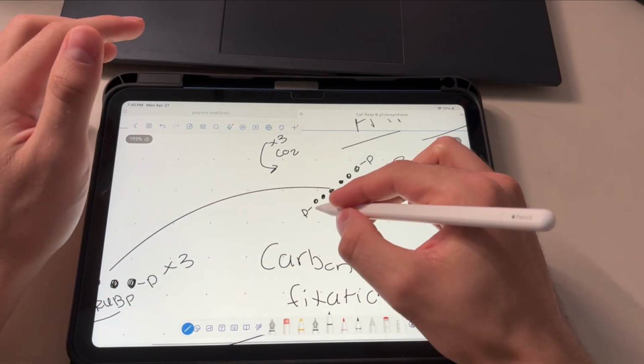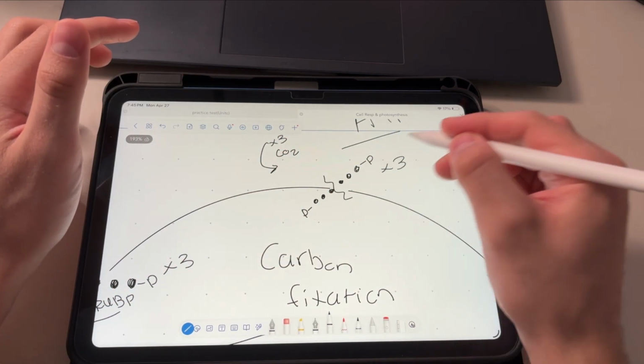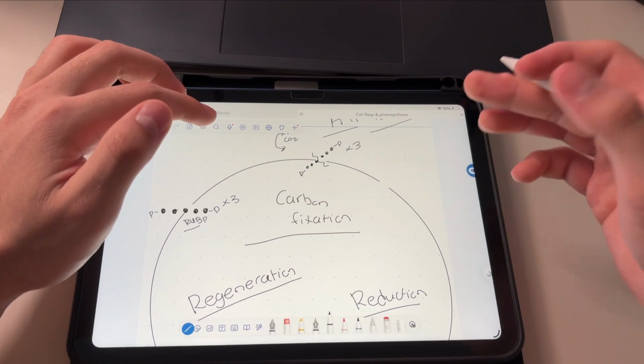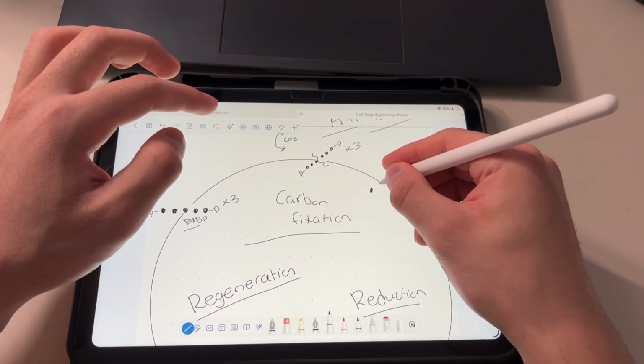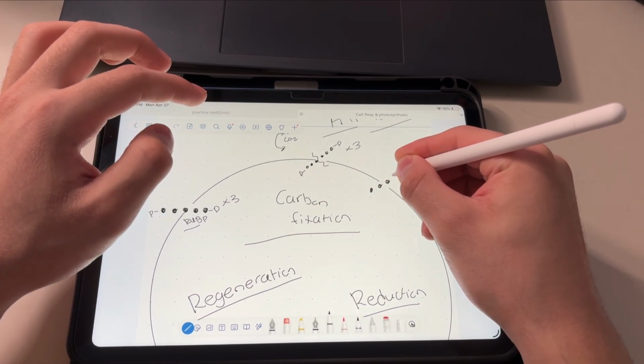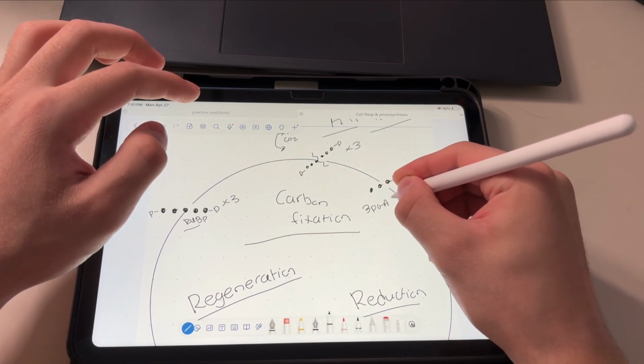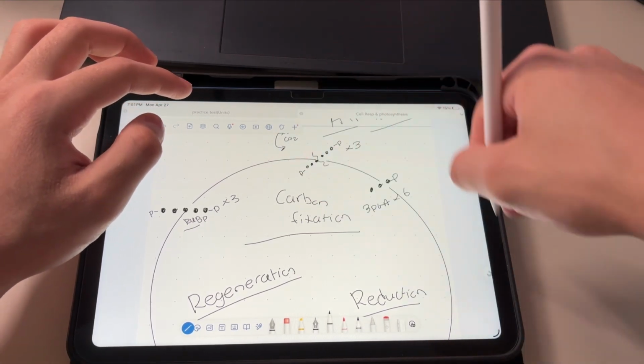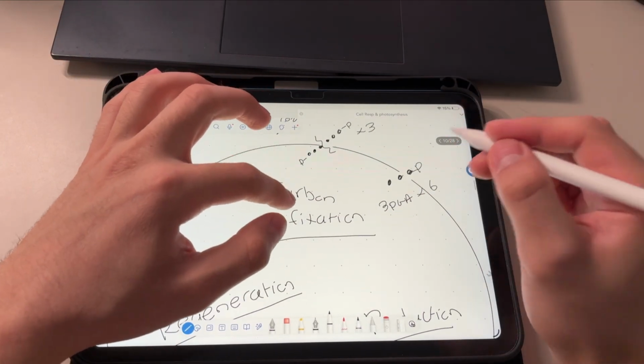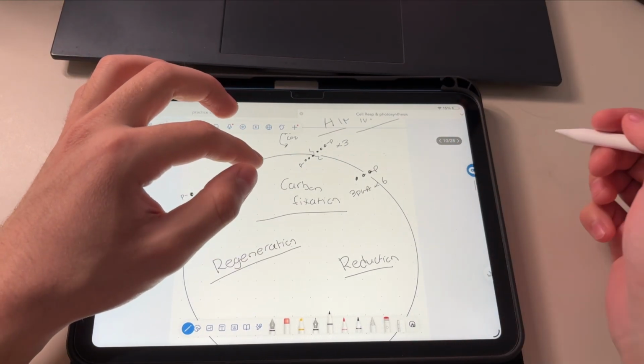Okay, and now because there's 6 carbons, it is now easily split in half because it's so energized. So now we're left off with 6 of this 3-carbon molecule. And this 3-carbon molecule is called 3-PGA. So 3-PGA, we have 6 of them because we went through the cycle 3 times. Okay, so we have 6 of these molecules, and now we need to go through the second step called reduction.